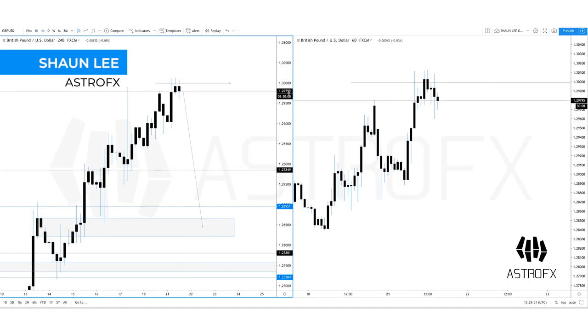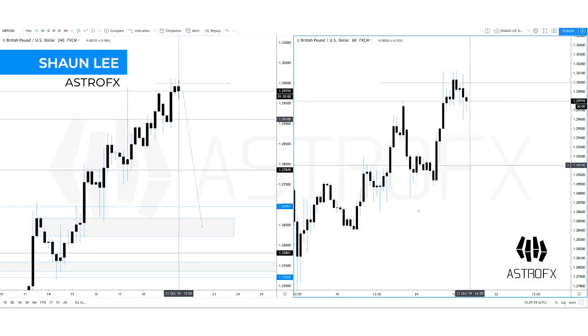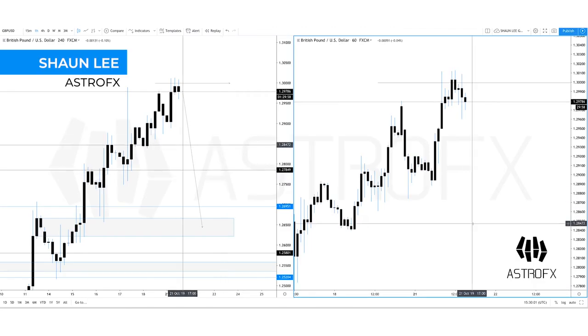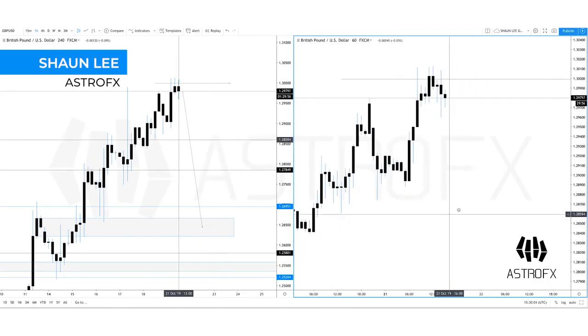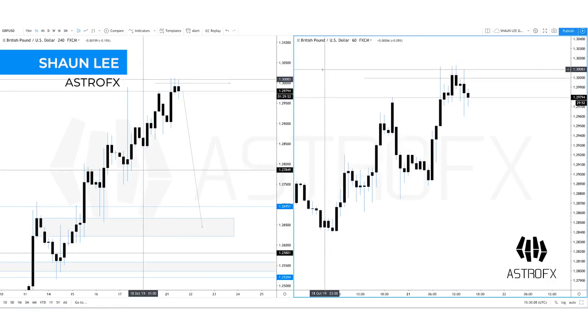Remember, I think I mentioned this on earlier videos. If we utilize the 4 hourly with the hourly and look for certain patterns and certain price behaviors, we can get synchronization between the two time frames and a higher level of accuracy for our trades.